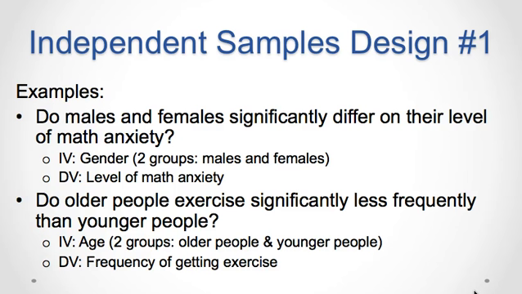Here are two more examples. 1. Do males and females significantly differ on their level of math anxiety? The independent variable is gender with two independent groups, males and females. The dependent variable is level of math anxiety. Number 2. Do older people exercise significantly less frequently than younger people? The independent variable is age with two independent groups, older people and younger people. The dependent variable is frequency of getting exercise.